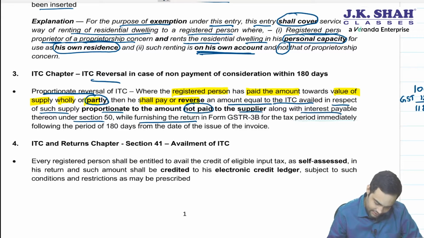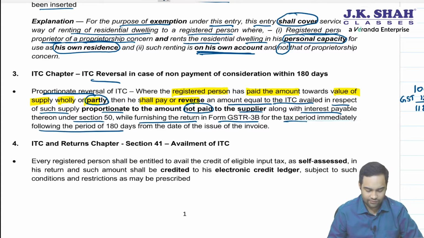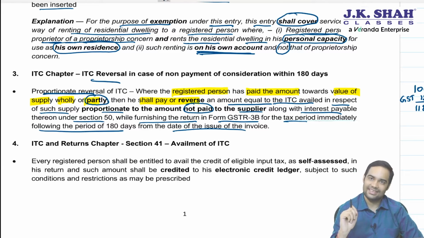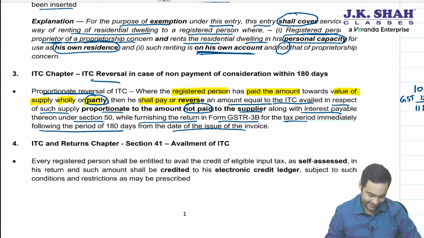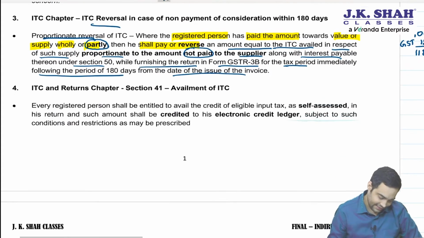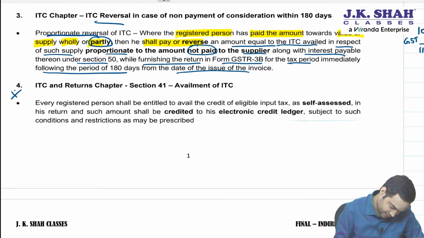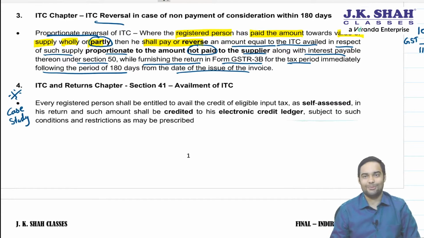While furnishing the return in GSTR-3B for the tax period immediately following 180 days from the date of issue of invoice. The moment 180 days expire, next return which you are going to file, in that please reverse ITC and pay the interest. Okay. Now, the next one you'll mark it as important for case study. Section 41, really important amendments which has taken place.